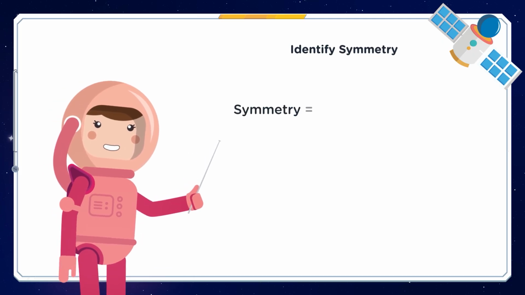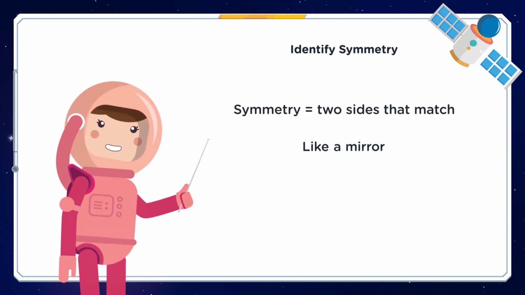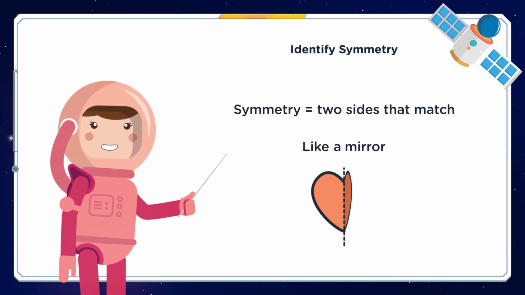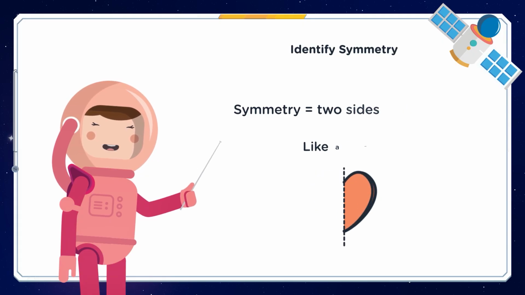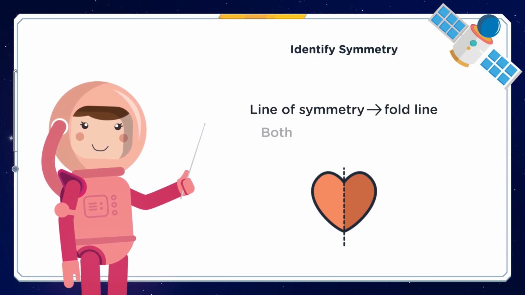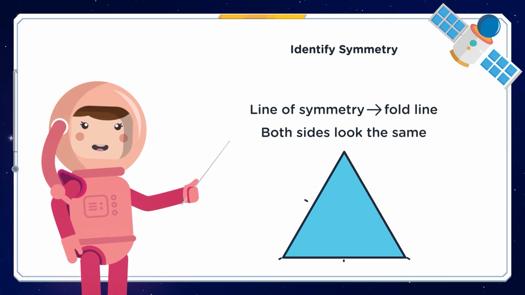Symmetry means one side is a mirror image of the other. If you fold a shape in half and both sides match, it's symmetrical. The line we fold or reflect across is called a line of symmetry. Some shapes have one line of symmetry, others have more.